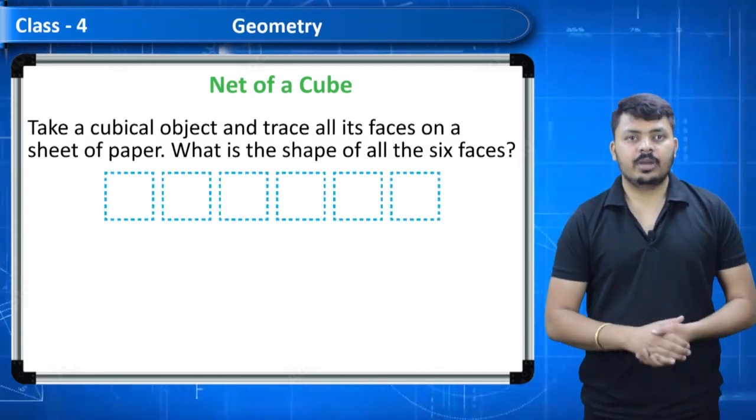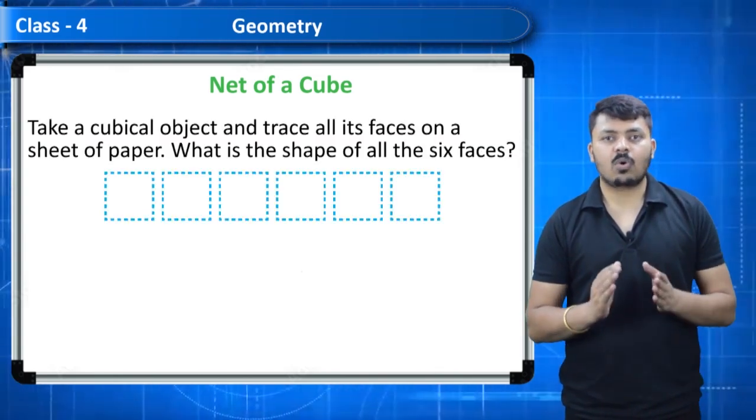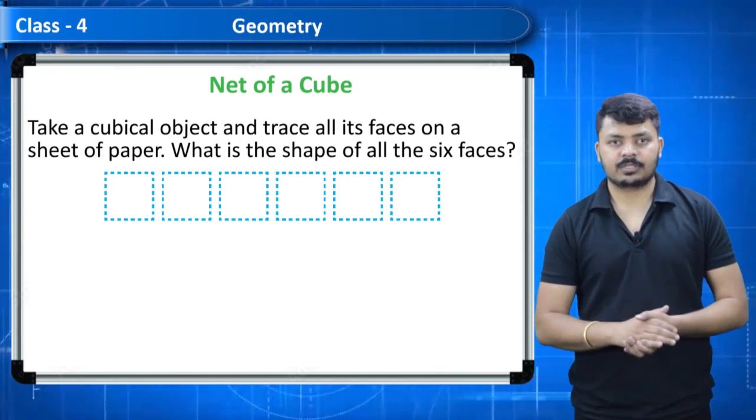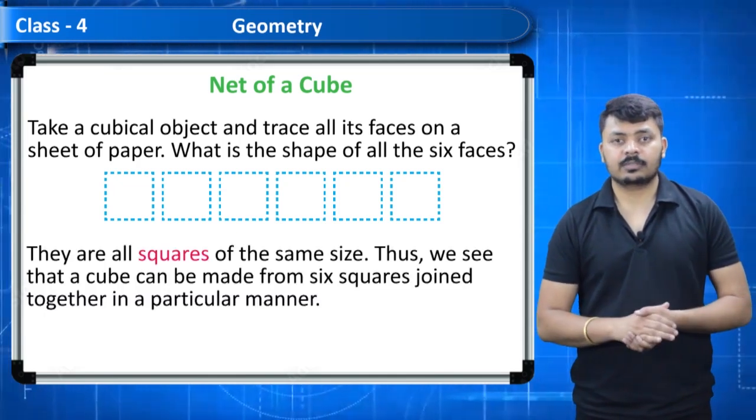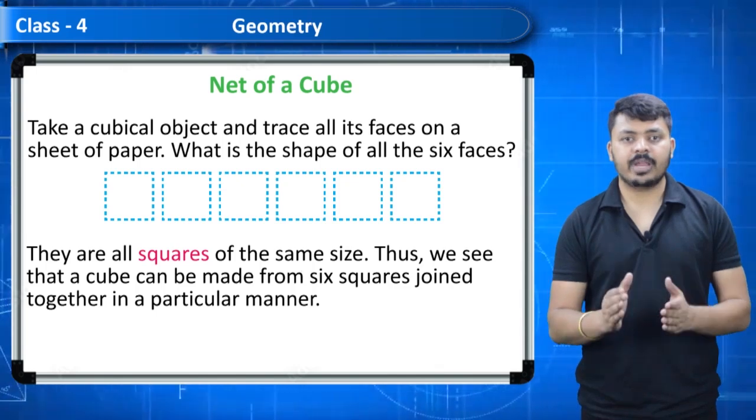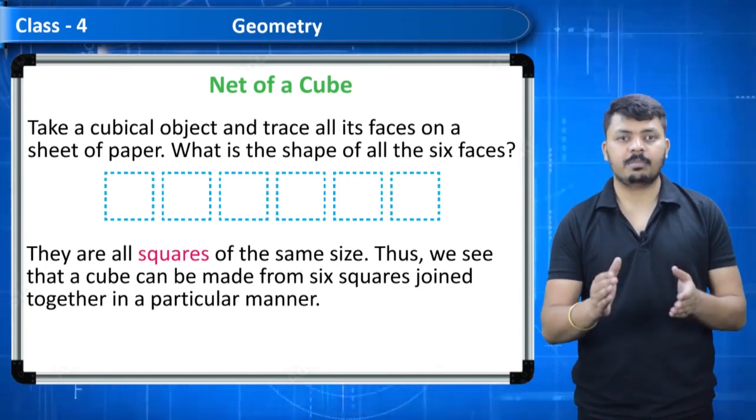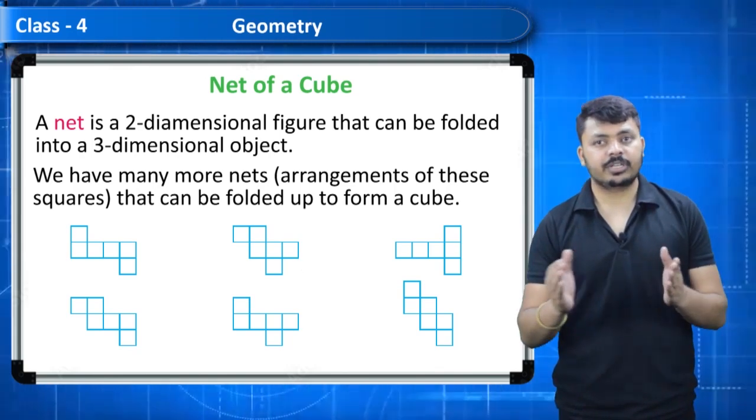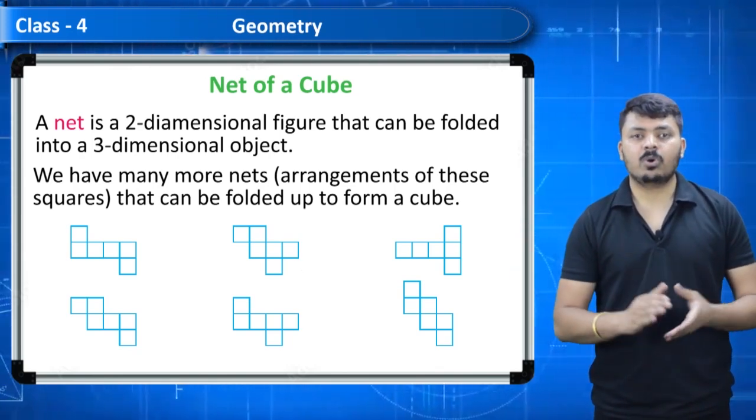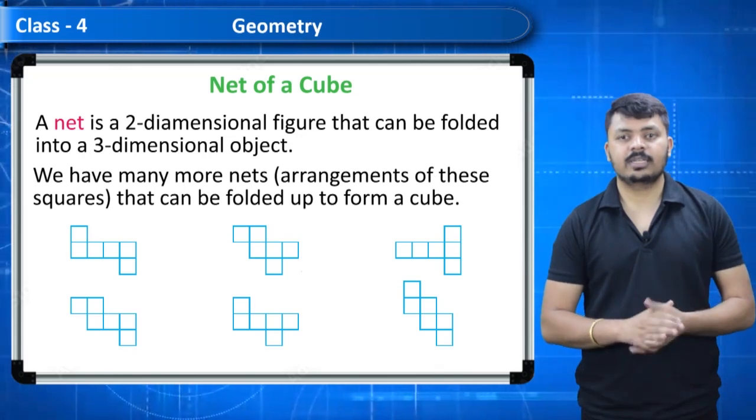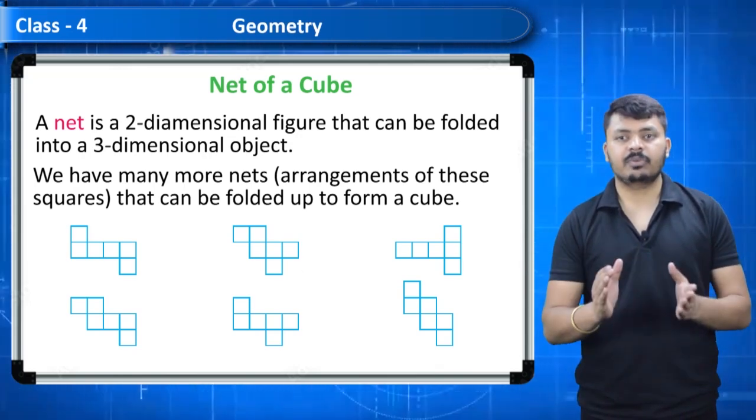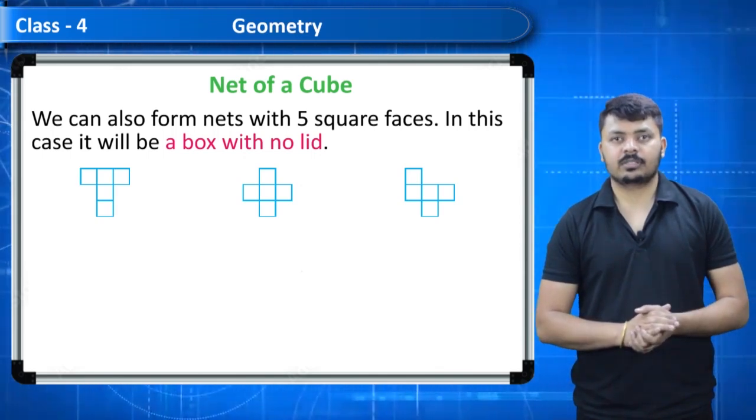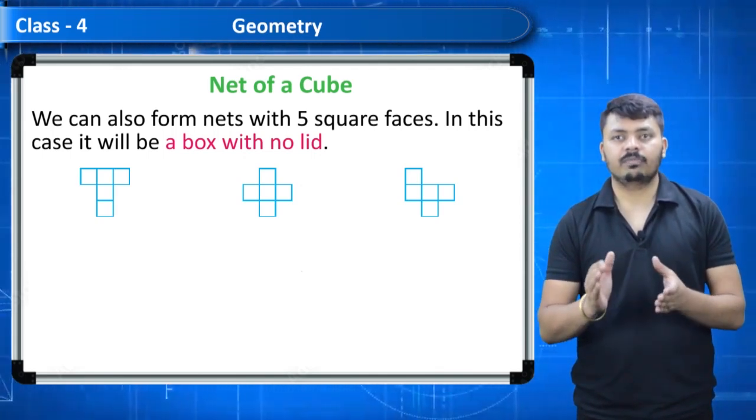Nets. Net of a cube. Take a cubical object and trace all its faces on a sheet of paper. What is the shape of all the 6 faces? They are all squares of the same size. Thus we see that a cube can be made from 6 squares joined together in a particular manner. A net is a 2-dimensional figure that can be folded into a 3-dimensional object. We have many more nets, arrangements of these squares that can be folded up to form a cube. We can also form nets with 5 square faces. In this case, it will be a box with no lid.